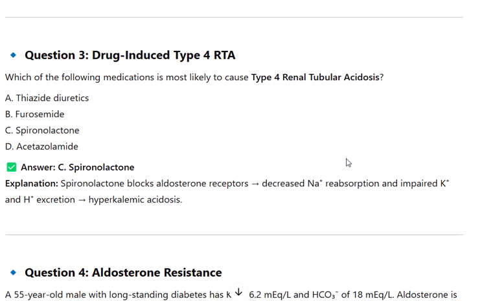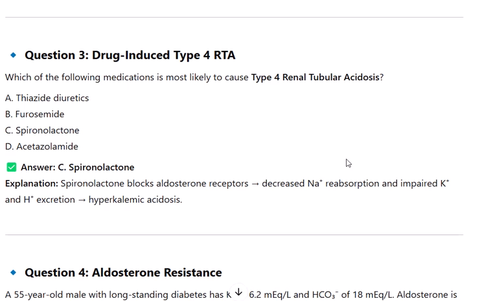Question 4. Aldosterone resistance. A 55-year-old male with longstanding diabetes has K of 6.2 mEq/L and HCO₃ of 18 mEq/L. Aldosterone is normal, but renin is suppressed. What is the most likely cause of his acidosis? A. Primary hypoaldosteronism. B. Renovascular disease. C. Aldosterone receptor resistance. D. Loop diuretic use. Answer C.